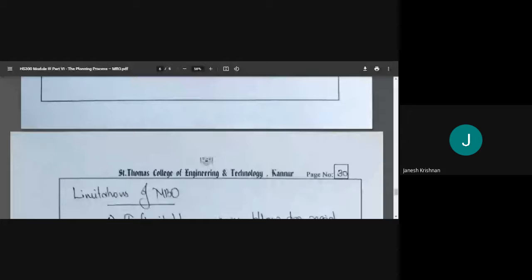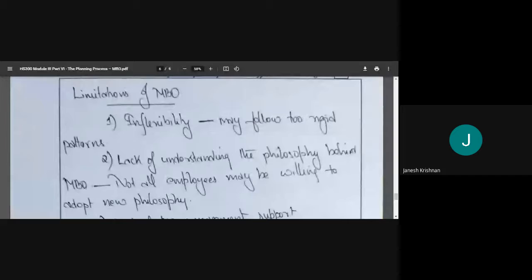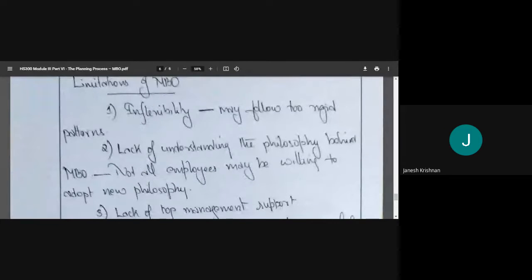And what are the limitations? Inflexibility. May follow too rigid patterns. You have agreed upon, but the situation changes, and it may become too rigid. Lack of understanding the philosophy behind MBO. Not all employees may be willing to adapt to the new philosophy. Human nature is very important, so everyone may not be able to take it up.